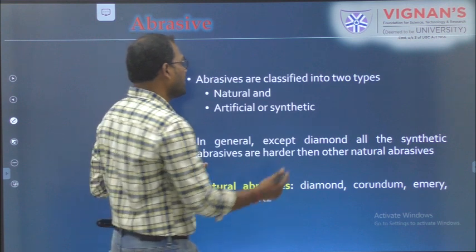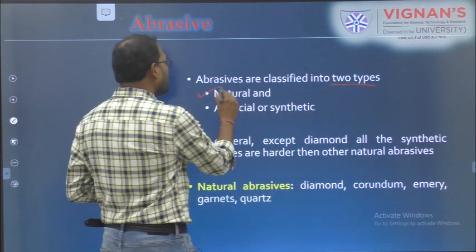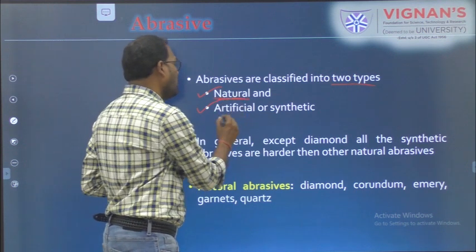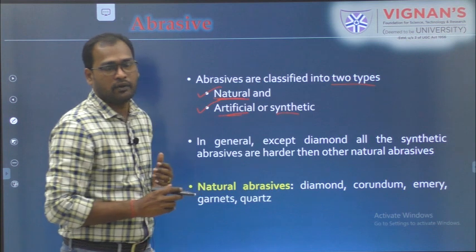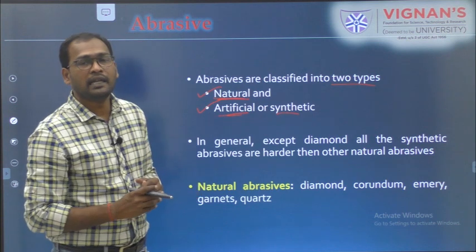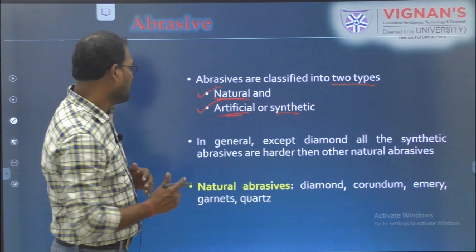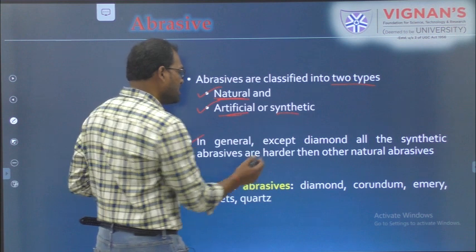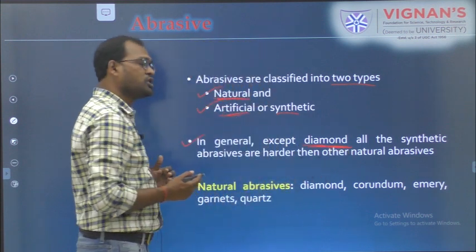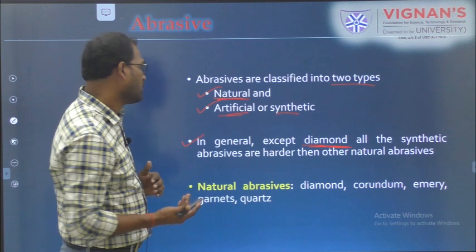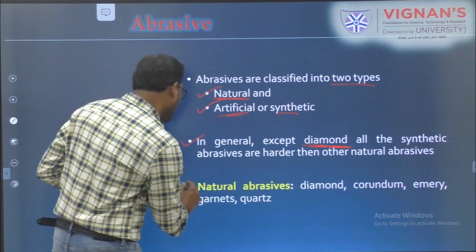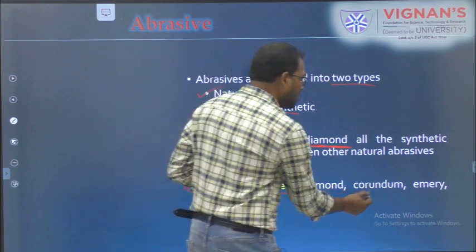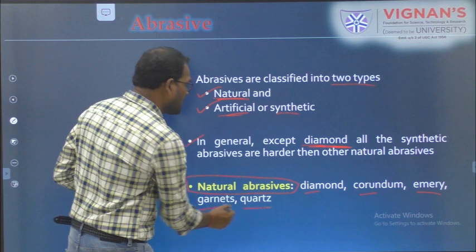So there is another classification of abrasives. Abrasives can also be classified into 2 types, right. Depending on how they exist, it can be either natural or artificial or synthetic. And the very widely used natural abrasive is diamond. Okay. Even though it is costly, there are different varieties of diamonds that will be used. And the natural abrasives which are commonly used are diamond, corundum, emery, garnets, and quartz.